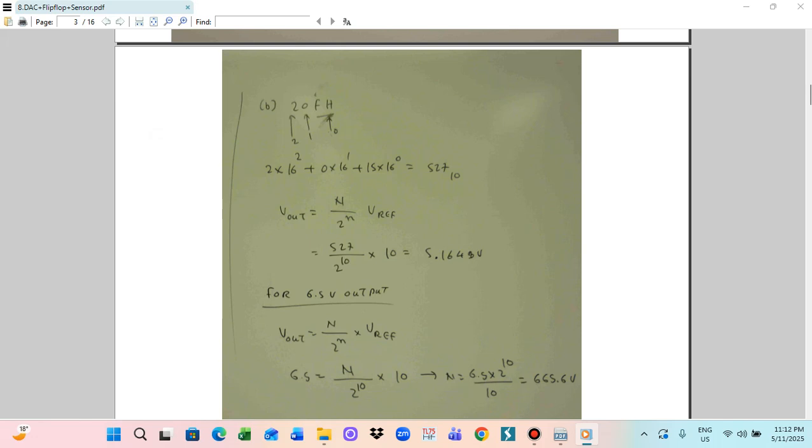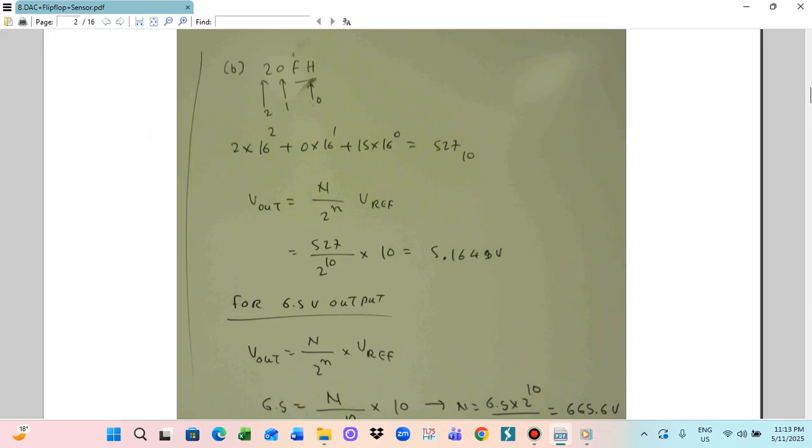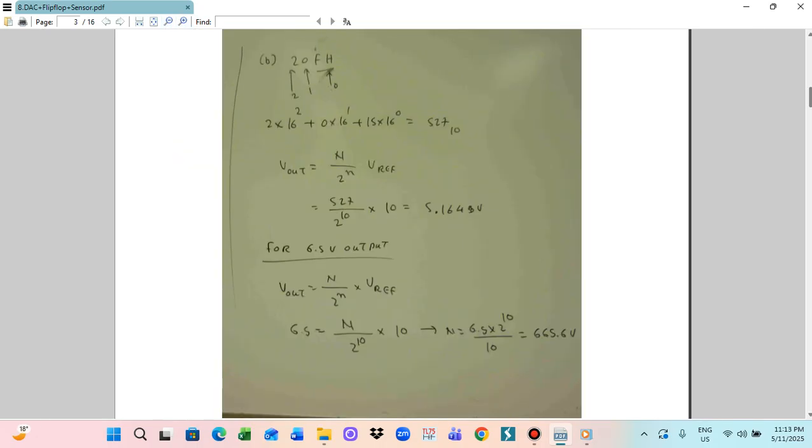After you get 527 base 10, we have to use the formula. V out is equal to n divided by 2 power n, multiplied with V reference. Here n is 527, 2 power n is 2 power 10, and the reference voltage is 10 volts. Then you get V out as 5.146484. So this is how we can calculate the V out.